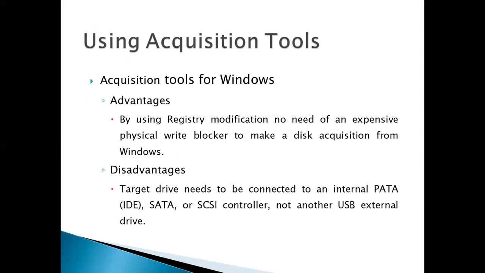By using a registry modification, there is no need for you to make more changes. You can just do a modification in your registry. So there is no need of a physical write blocker and all. There is no need for you. If it is Windows, you can do some simple modification in the registry and you can add the acquisition tools.